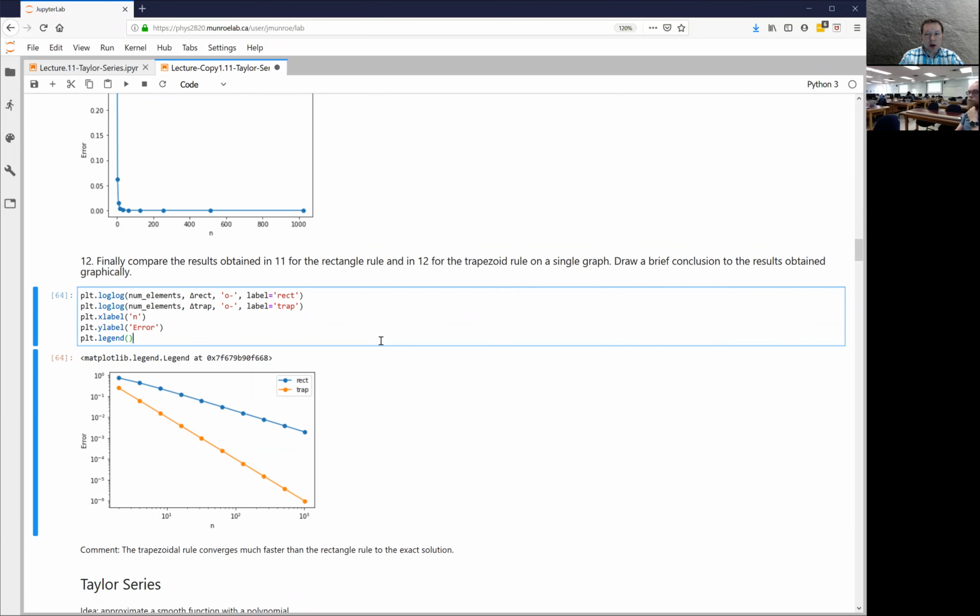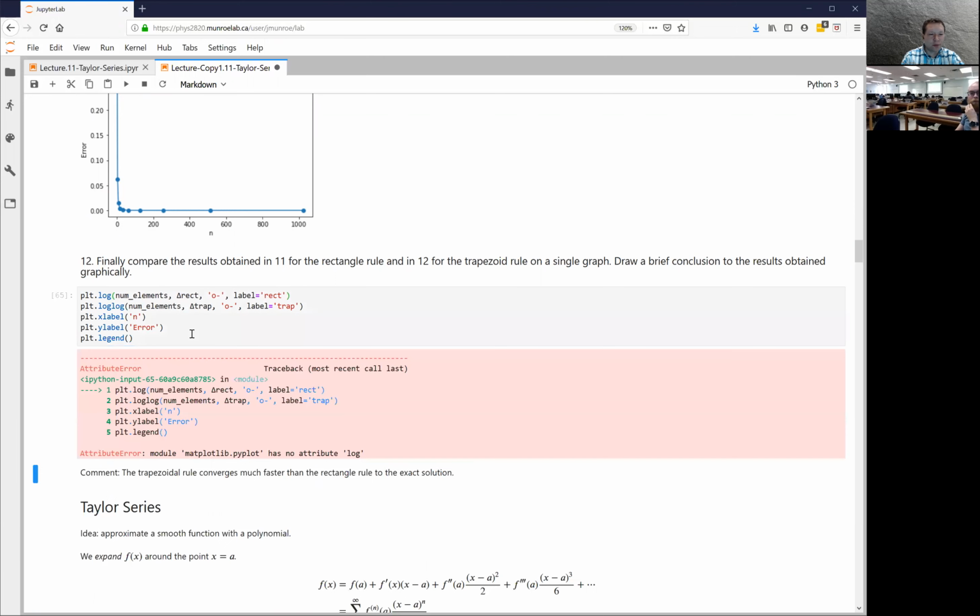Why did I use log twice in the plot? Oh, well, because plot log isn't a kind of plot. There is a plot called semilogx. There's a function called semilogy, which makes a logarithmic scale on the x-axis, or on the y-axis. If you want it logarithmic on the x-axis and the y-axis, that's what loglog does. So I didn't use log twice.